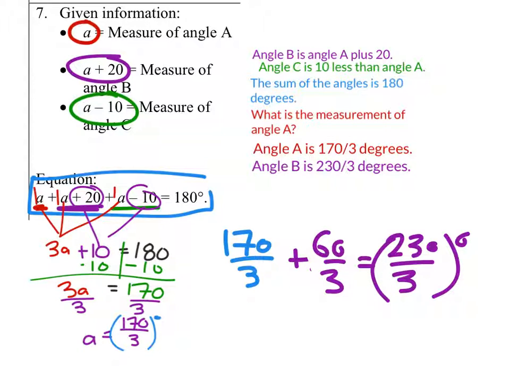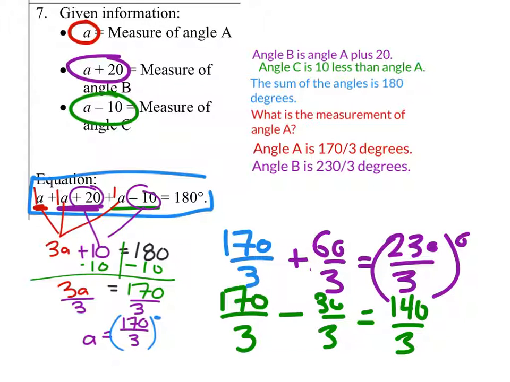Well, let's look for the measure of angle C now. So that's going to be the 170 thirds. But now we're going to minus 10 out of that, right? Well, we can't subtract unless we get common denominators. So let's make that 10 into 30 thirds. And that would give us 140 thirds. And again, that's in degrees as well. So we'll write that in.